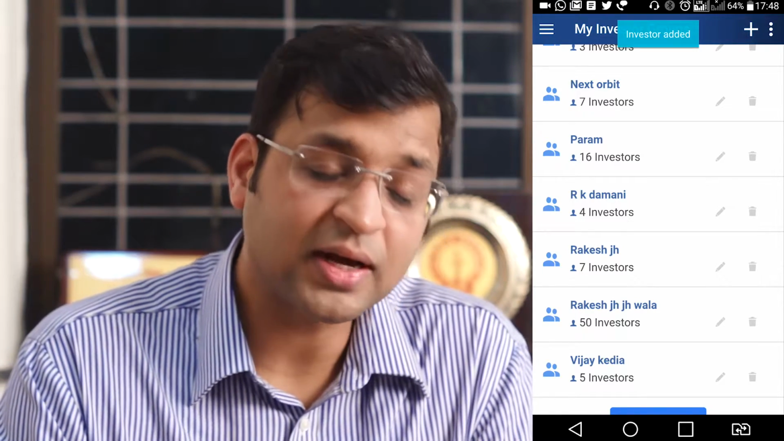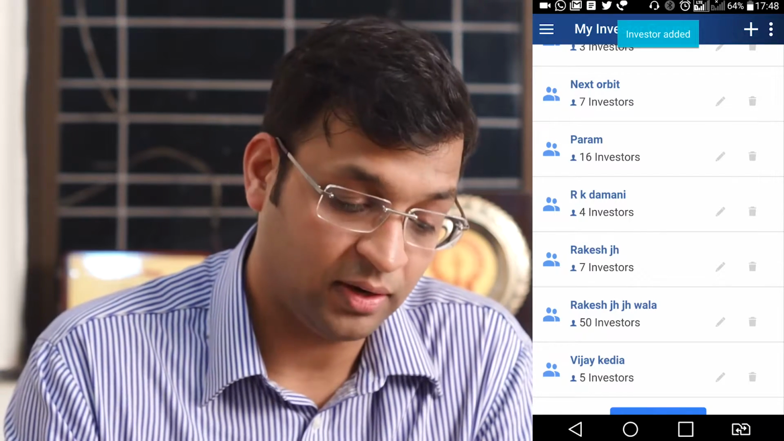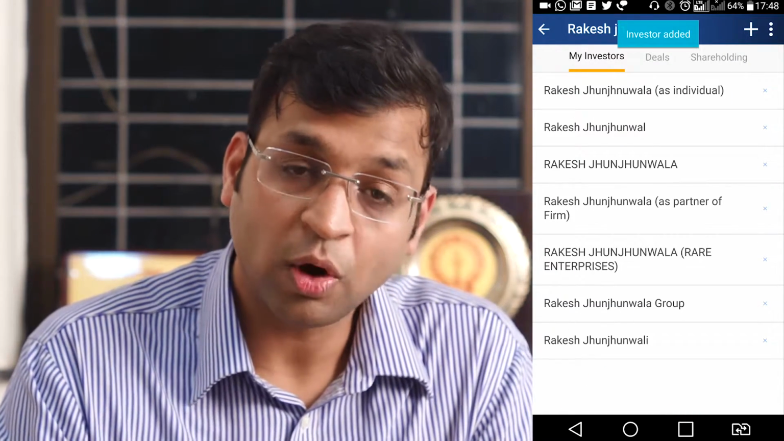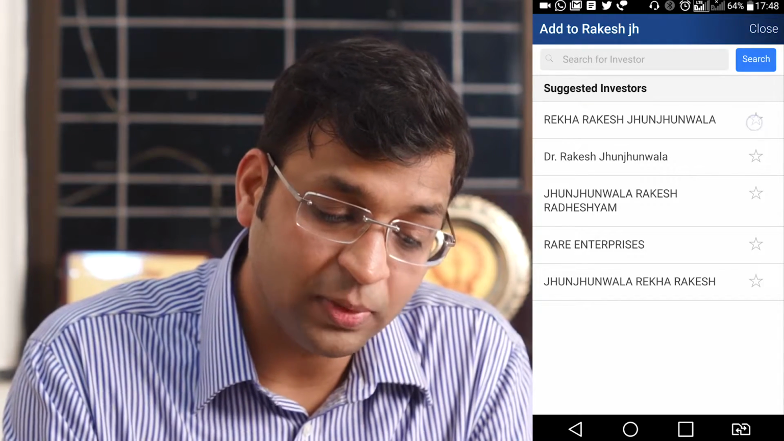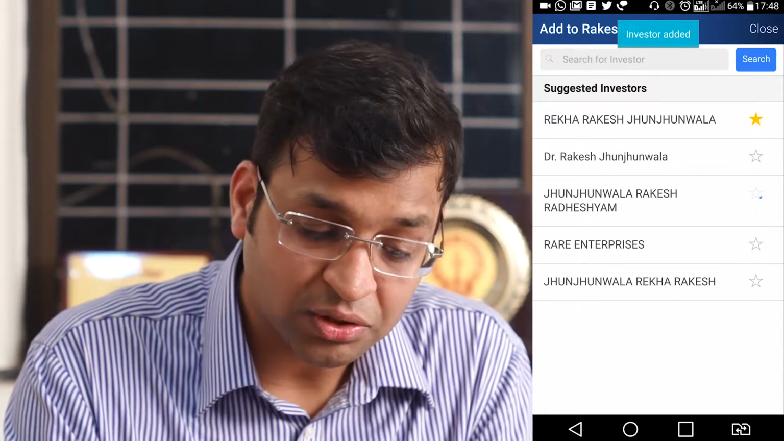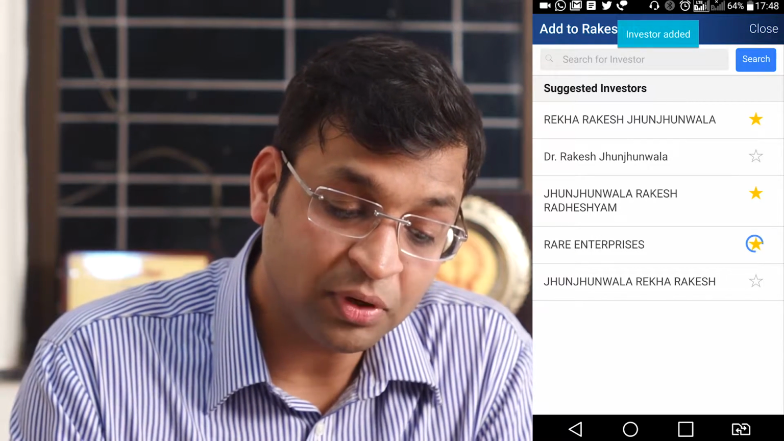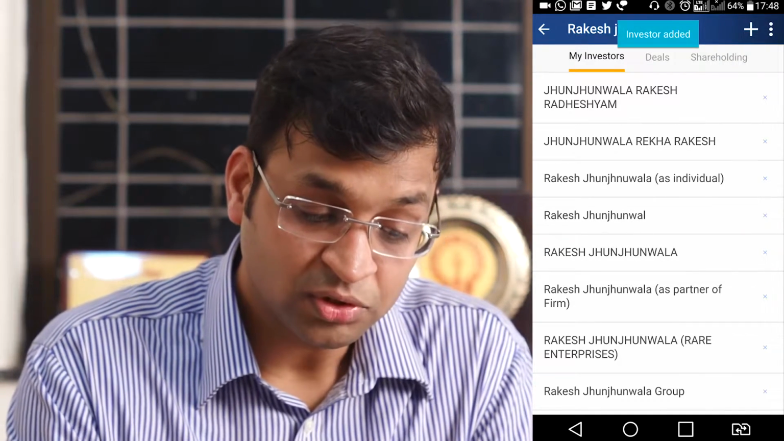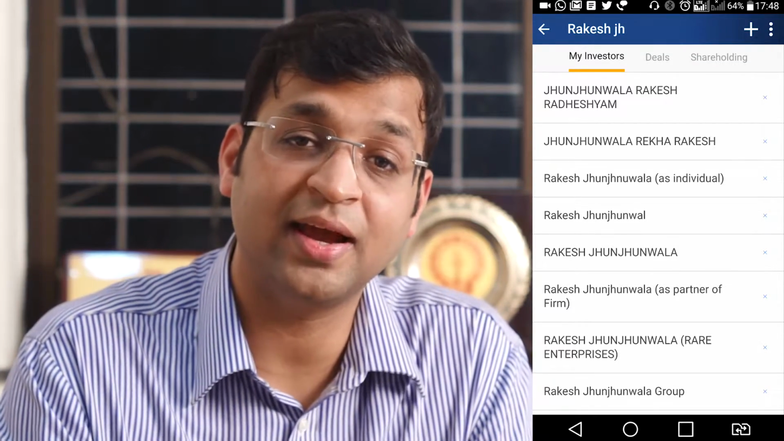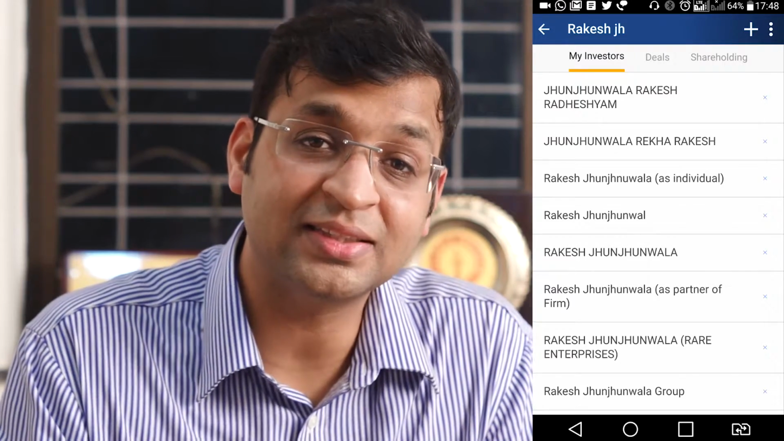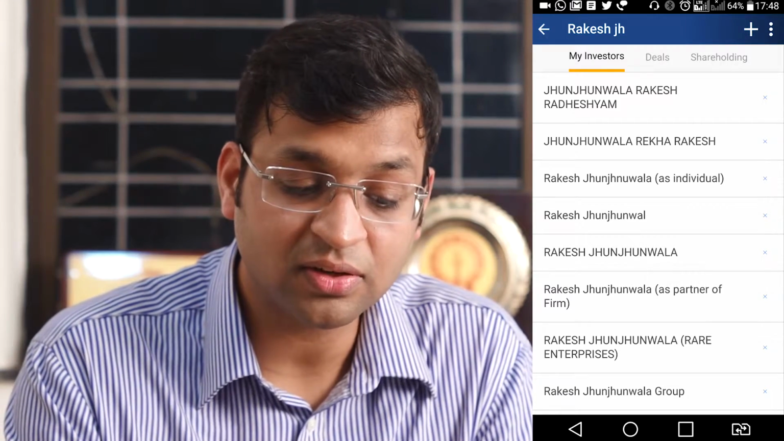Now there may be smarter people who know all the relevant names, but you may not know those names. So you just press plus and you see there are some suggested investor names which this app itself is giving to you. You're not sure about Dr. Rakesh Jhunjhunwala, but you may like to add these names because you also know that these are related to Rakesh Jhunjhunwala. The suggestion we are giving is artificial intelligence which we run on our backend, and we try to calculate the probability and see whether any name relates to the group which you have just created.